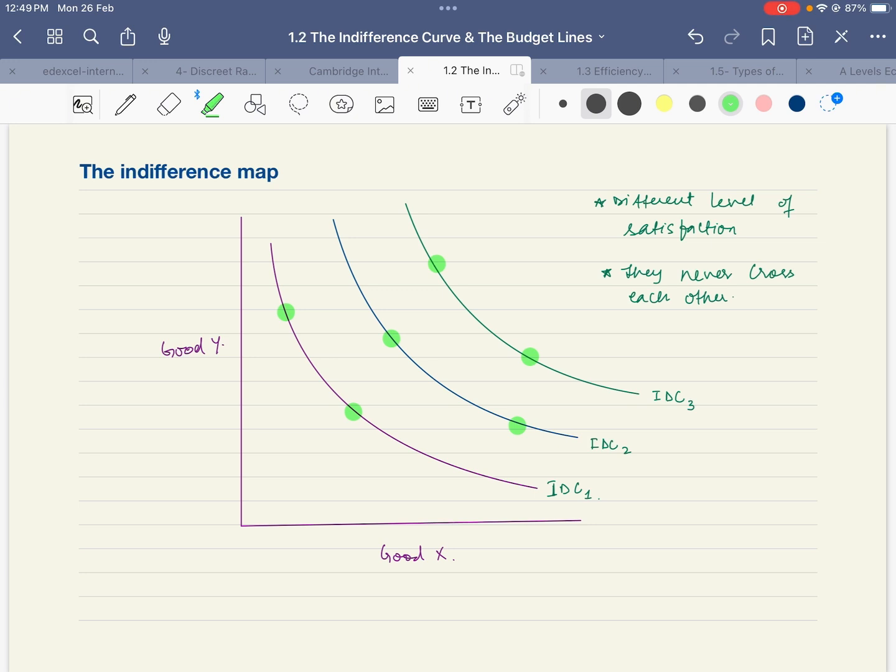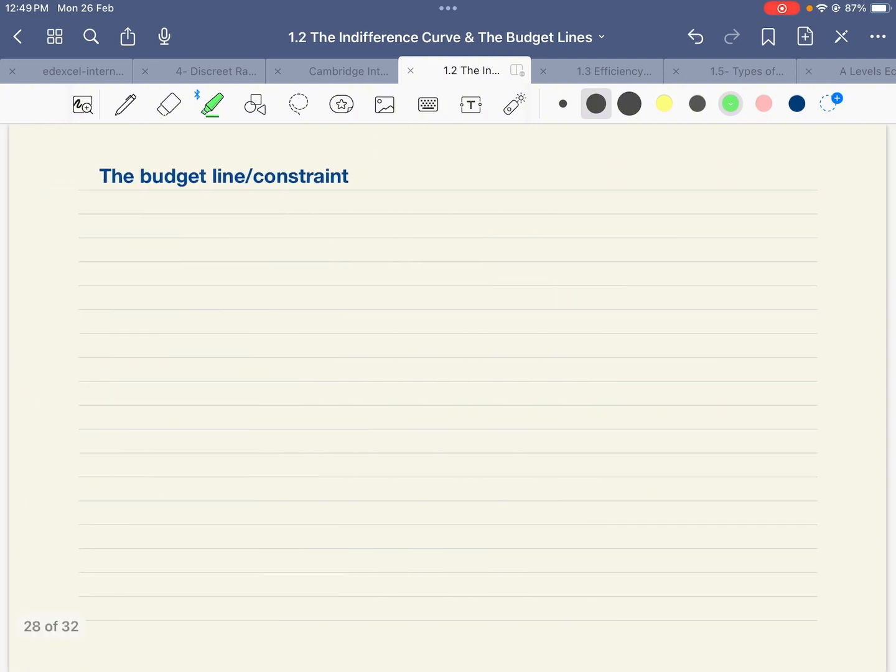We will speak about it in detail when we combine the indifference curves and the budget line, or the budget constraint. What is a budget line? Obviously, the consumer wants to derive maximum utility out of whatever they are spending, but they have a constraint when it comes to expenditure. What is that constraint?